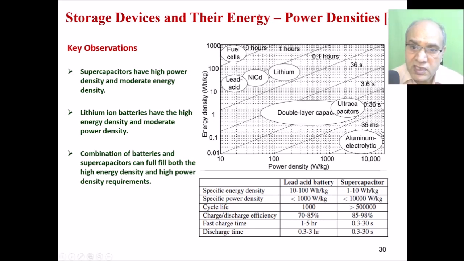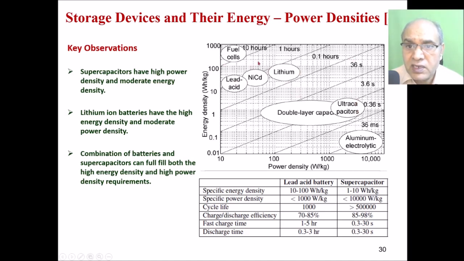As we can see from this graph, the x-axis is power density, the y-axis is energy density. For energy density, the lead acid batteries and fuel cells are on this side. While if you go to high power density, then we have double layer capacitors, ultracapacitors, which are also called supercapacitors, and aluminum electrolytic. So they have a high power density, and their charging and discharging timing are also displayed here.